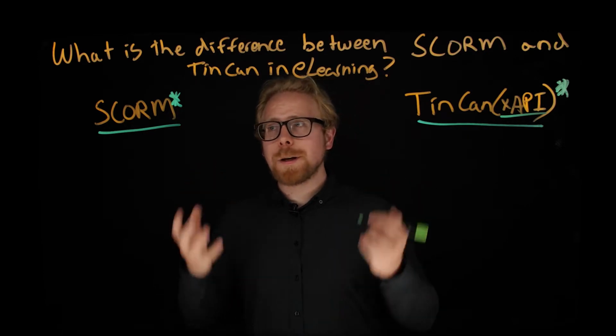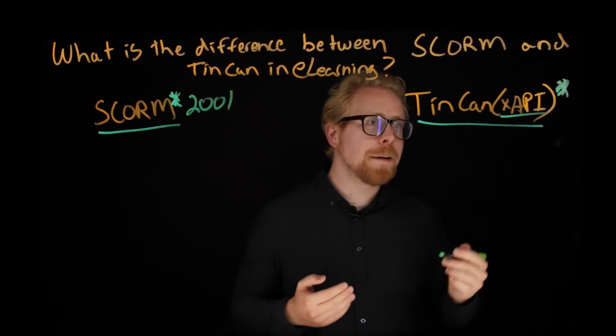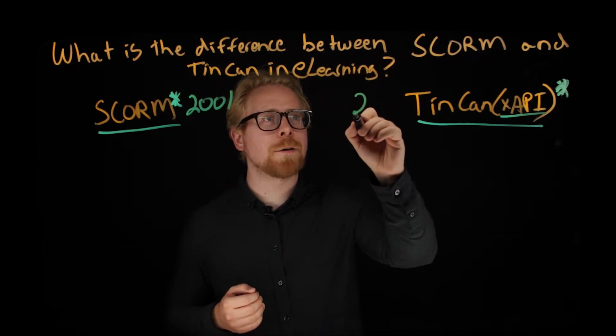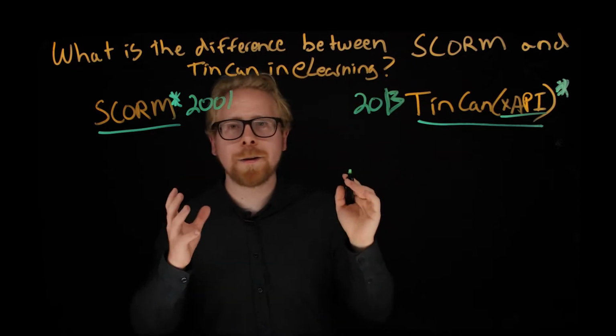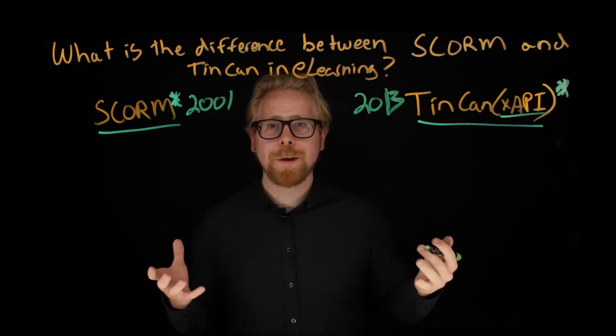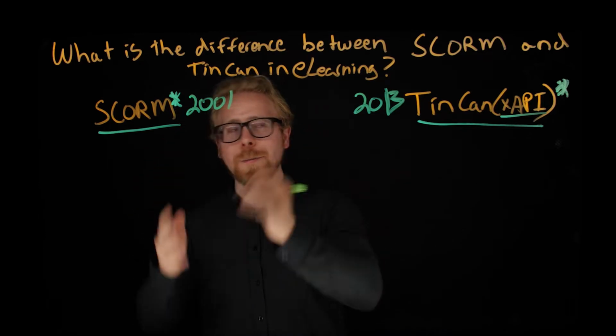SCORM was created in 2001. Tin Can was created in 2013. So there are 12 years of technological differences here. So right off the bat, you can tell that SCORM doesn't do as much as Tin Can.